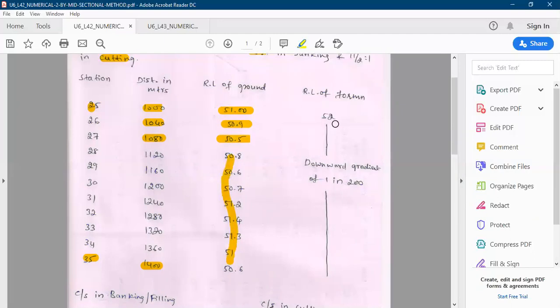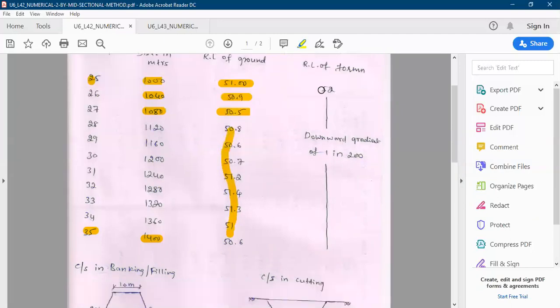Right, so at first station the RL of formation is 52 meter. Right, at 25th station the RL of formation is 52 meter and it is varying downward in gradient. So this RL of the formation is varying as downward in gradient, that is 1 in 200. Right, so this is the RL of formation at 25th station and it is downward gradient 1 in 200. So these are the information which are given in the question.